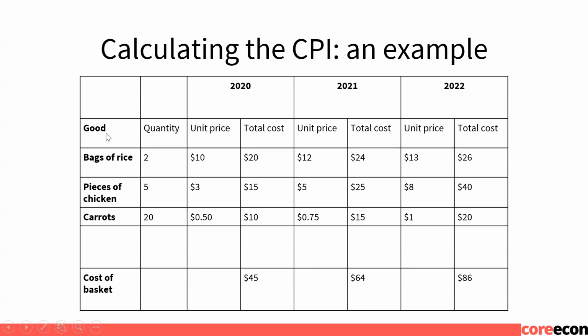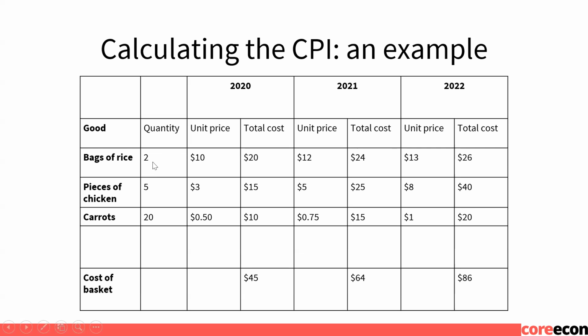So let's try to do an example here. We have the goods given here, right, in the first column. So what do we have? Bags of rice, pieces of chicken, carrots. These are going to be what we're consuming for each year, right? So how many is here the quantity that we consume? We have the unit price and total cost, right? So for 2020, the unit price, 2021 unit price, and 2022 unit price. Notice the prices will change from year to another.